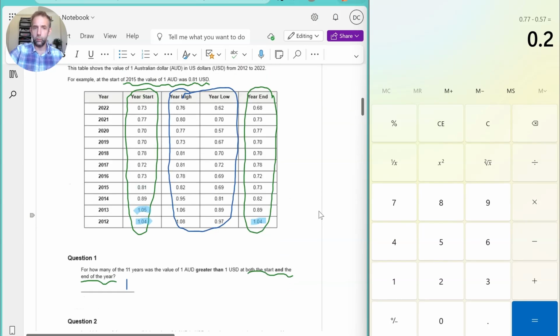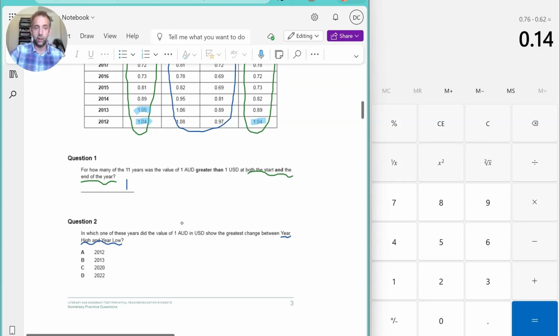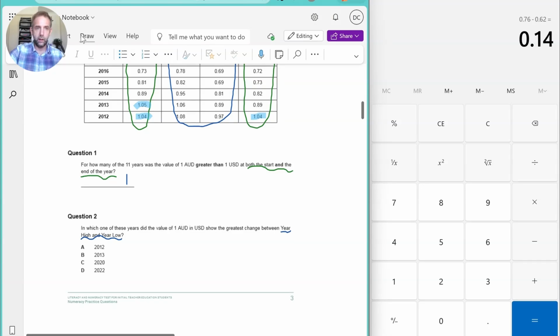And then the last one was 2022. So 0.76 take 0.62, 0.14. So the one that had the biggest change, the biggest difference, let's highlight it, is this one here, because when we did 0.77 take away 0.57, that was 0.2, and that was the biggest number we got when we did that process. So the answer to this one here is going to be 2020, option C.